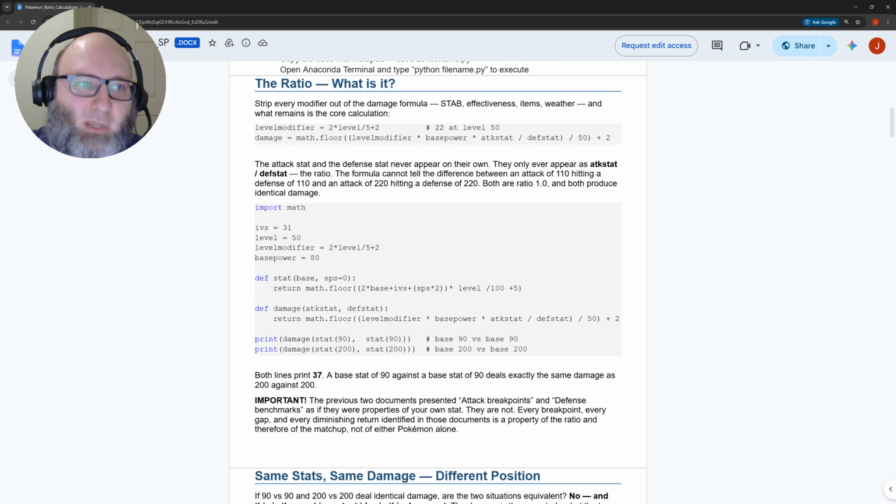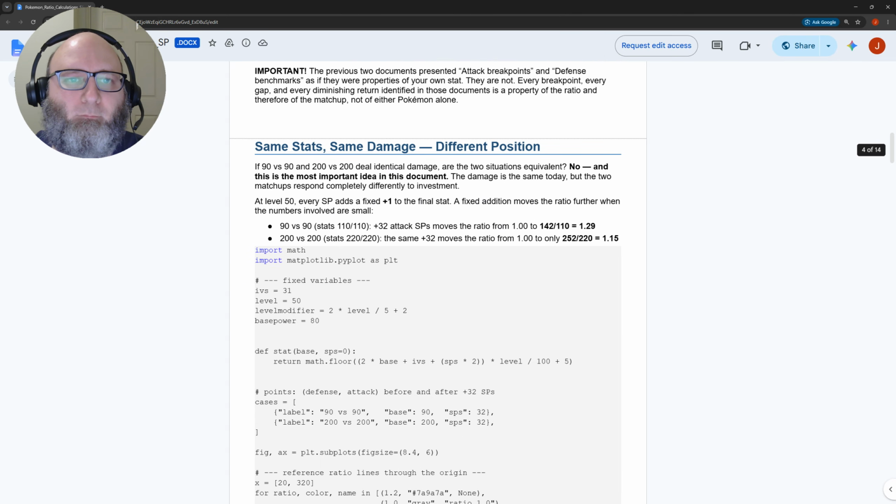It is important to note the previous two documents presented attack breakpoints and defense benchmarks as if they were properties of your own stat. They're not. Every breakpoint, every gap, every diminishing return identified in those documents is a property of the ratio and therefore of the matchup, not of either Pokemon alone. It's to have that differentiation.